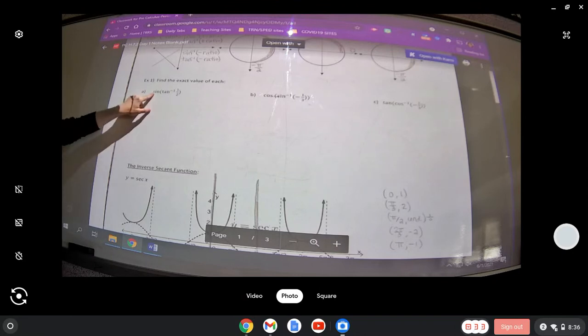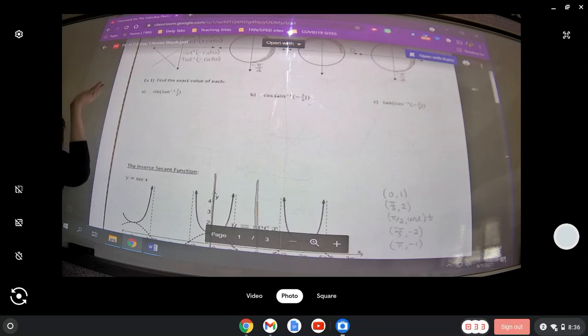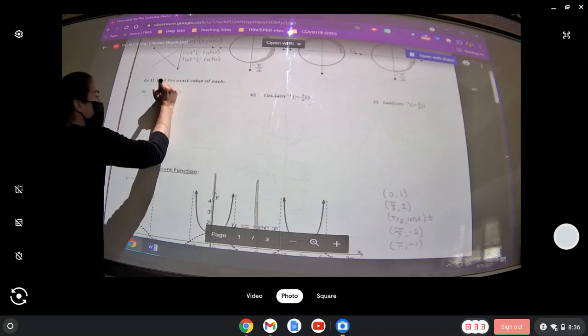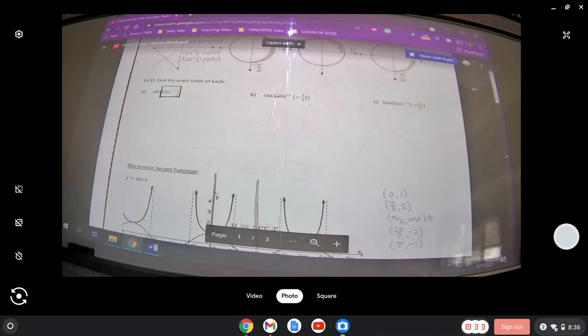The problem is the sine doesn't undo the inverse tangent. So I can't just cross it out and say, oh yeah, the answer is 1/2. We've got to think about this. So let's start inside. First they said the inverse tangent of 1/2.